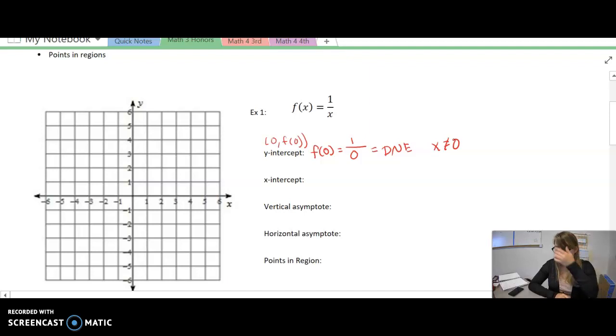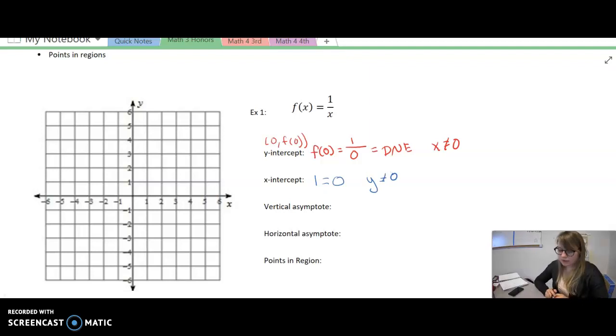Alright, and then we have our x-intercept. To find x-intercepts, we would try to solve by putting our function equal to 0. But the nice thing about rational functions is that we can set the numerator equal to 0. So we would have 1 equals 0. Well, we know that our numerator will never be 0, it will always be 1, so we will say that y cannot be 0 as well.